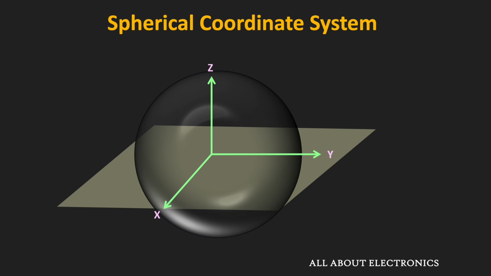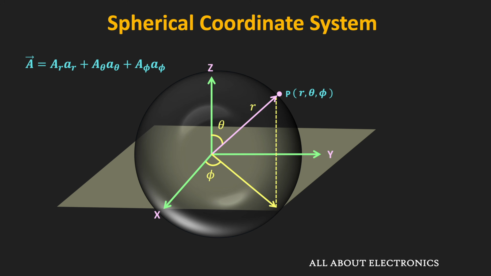Let's say there is some point P in the spherical coordinate system. If you draw a vector from the origin to this point, then that will represent the position vector. In general, any vector in the spherical coordinate system can be represented like this. Here, the capital A_r, A_theta and A_phi are the components of the vector, and likewise, the small a_r, a_theta and a_phi are the unit vectors in the direction of r, theta and phi.